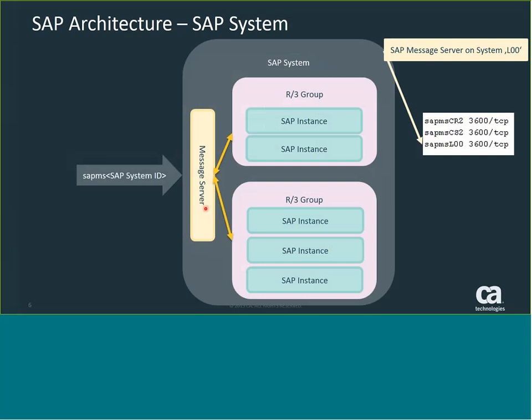We address this SAP system by specifying the SAP system ID in a service name too, again following SAP's naming convention. The service name starts with SAPMS for message server, followed by the SAP system ID. So SAP system L00 is specified by a service name SAPMSL00. And again, the SAP service name maps to a TCP port number in the etc services file. We also need to specify the R3 group name that defines the set of application instances which is able to process the messages that we send to the system.